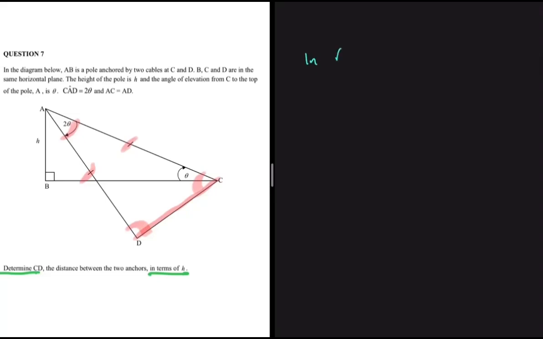So we're saying that in triangle ADC, we have 2 theta plus angle ADC plus angle ACD being equal to 180 degrees. But then because ADC and ACD are equal to each other, we can just say that ADC is equal to ACD. The two angles will be equal to each other since the lines are equal to each other.